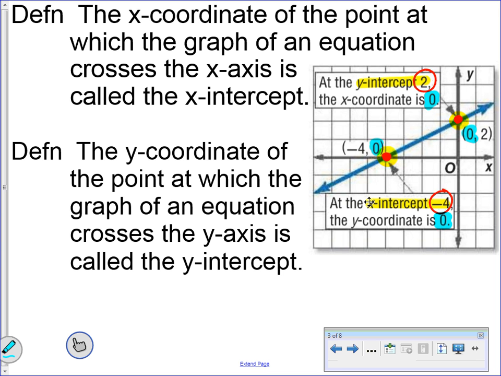So when you're searching for an x-intercept, you make the y 0. And when you're searching for a y-intercept, you make the x 0. Now let's apply this. But first, let's try a practice problem.